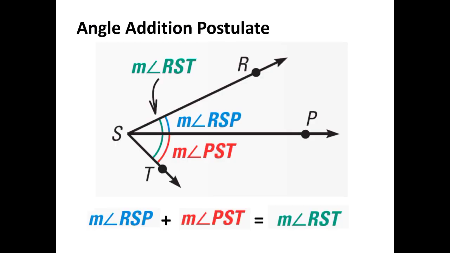So, the angle addition postulate. When we talk about the angle addition postulate, we're going to add two given angles. In this given figure, this is angle RSP, and we have angle PST. So if we add the measure of angle RSP to the measure of angle PST, it is the same as the measure of angle RST, the whole part, this one here.